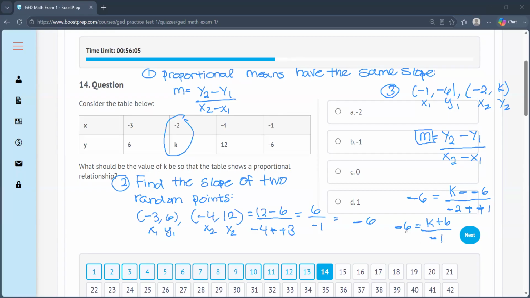And then go ahead and cross multiply. -6 times -1 is +6. And then you have K plus 6. And then subtract 6 from both sides. So my K value has to be 0. So my K value has to be 0 in order to have a slope of -6. So it's going to be C.